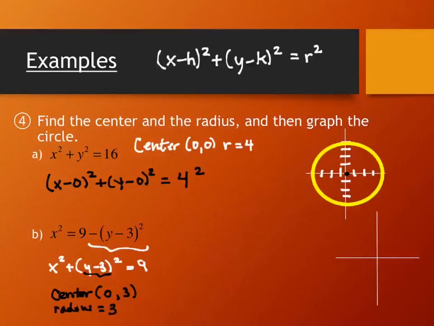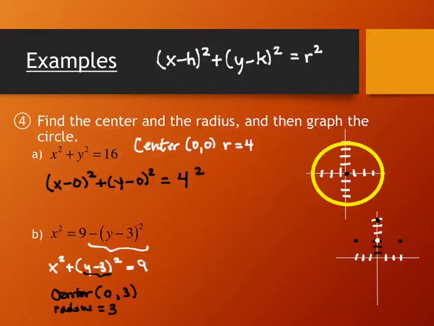So in my circle's graph, I need to make sure I get the center in the right place. The center is 0, 3. So 0 would be how far left and right I went, and then up 3. 1, 2, 3. So this is my center, and then my radius is actually 3 as well. So I will go left, right, up, and down 3 from this location. So 1, 2, 3 to the right, 1, 2, 3 to the left. I've got 3 down, which already puts me on the x-axis, and then 1, 2, 3 up. So I've got these points.